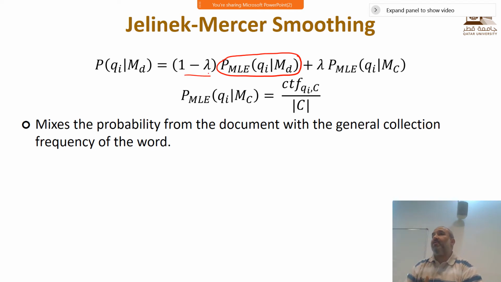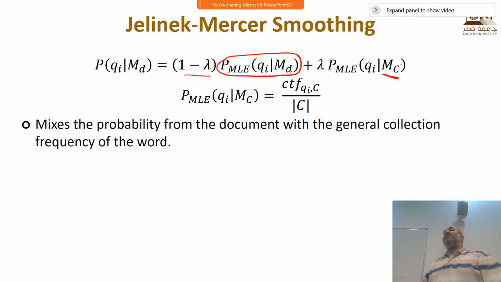All of them will be multiplied by 1 minus lambda. So the remaining will be lambda. Now, how can we distribute this lambda part of the probability mass over all? It will be relative to the maximum likelihood estimate of observing the query term, but using the model of the collection, not the model of the document.